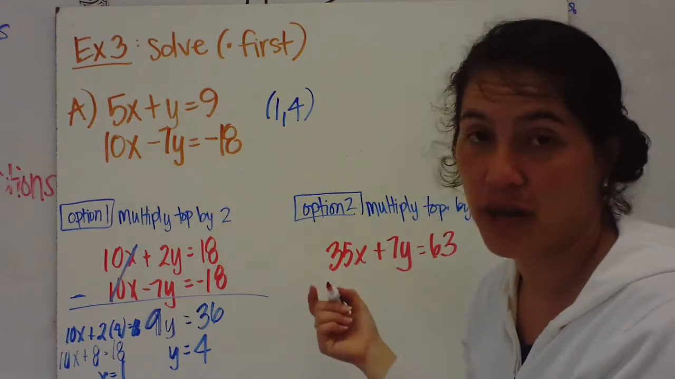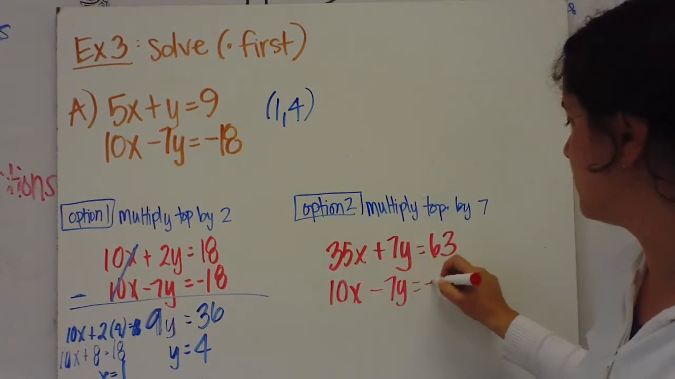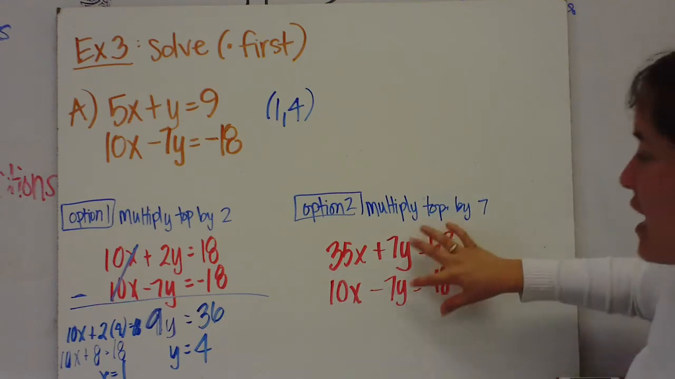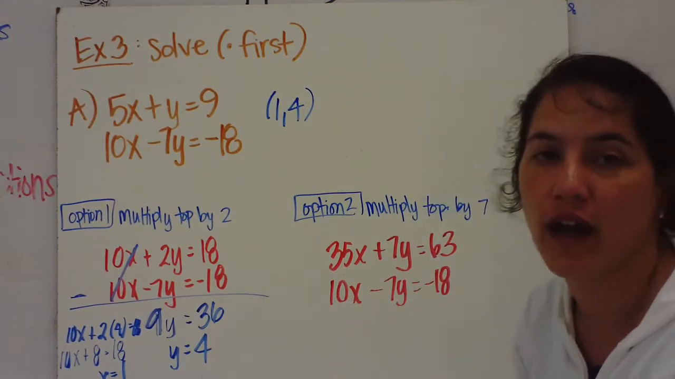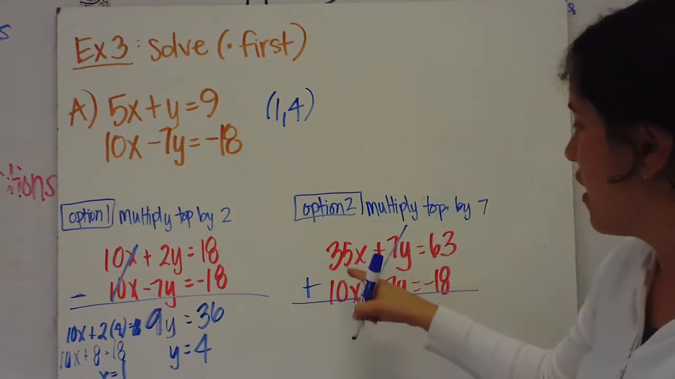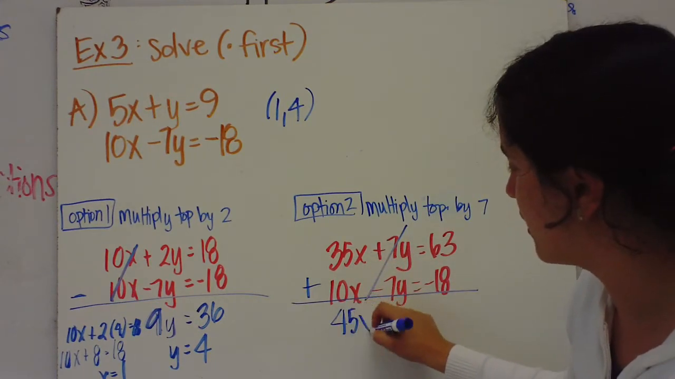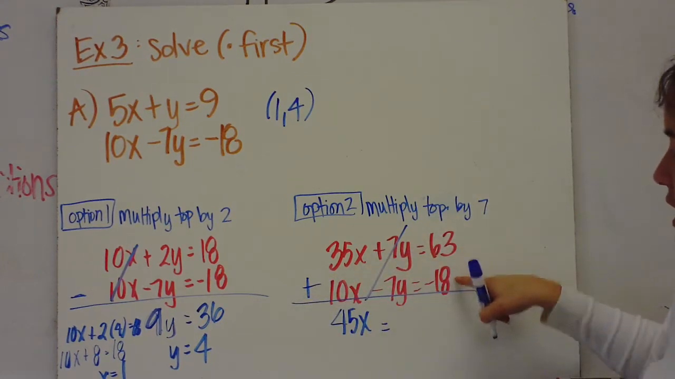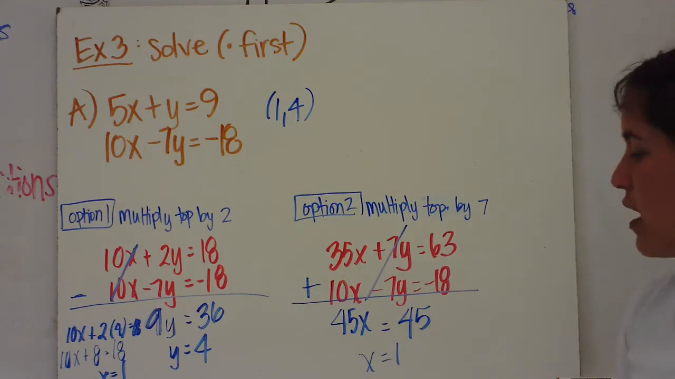Then my bottom equation I'm not changing, so I would just recopy that down. And then hopefully you see that these are opposites. I have a positive 7 and a negative 7. And remember, if you have the opposites, you can add your equations. So these are going to cancel. I have 35x plus 10x is 45x. 63 plus negative 18 is 45, and x equals 1.